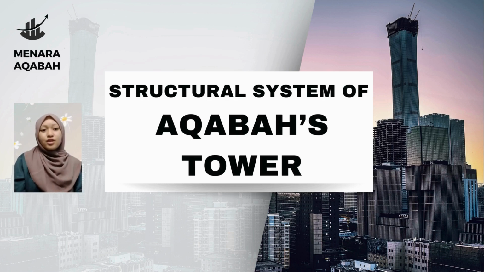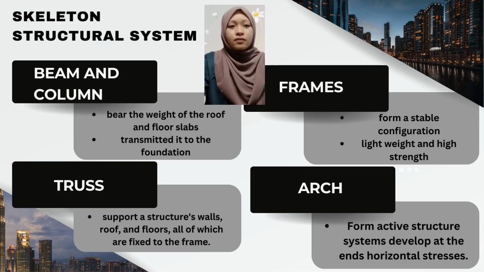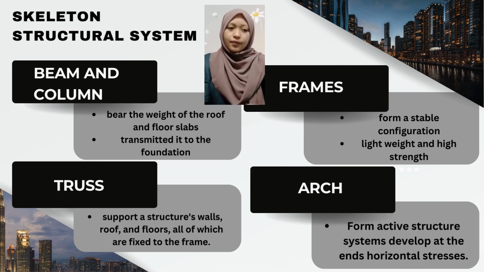A structural system is one that supports the constituent parts of another system and distributes the load among its sections in order to offer durability, stability, and safety at a reasonable cost. There are 4 types of structural system: first, skeleton, shell, load-bearing, and tent and cable. The columns or walls, via the beams, bear the weight of the roof and floor slab, which is then transmitted to the foundation and the supporting earth below. Frames are a building approach known as a skeleton frame. The system uses horizontal beams and vertical columns arranged in a rectangular grid to support the structural walls, roof, and floors, all of which are fixed to the frame.